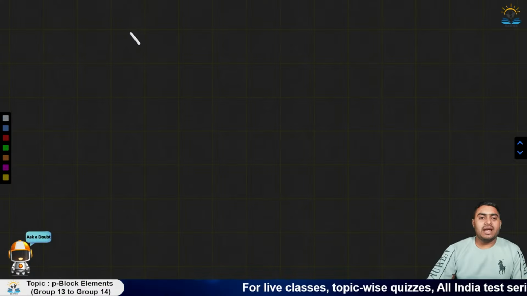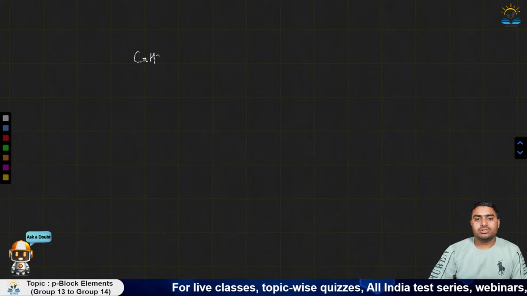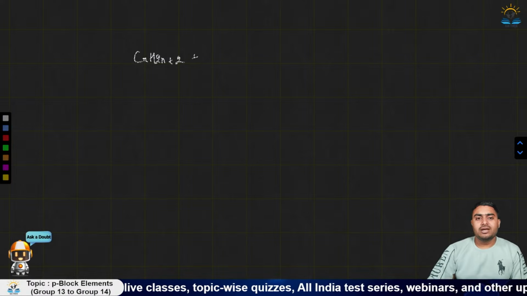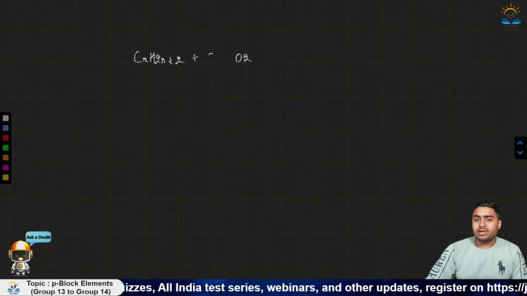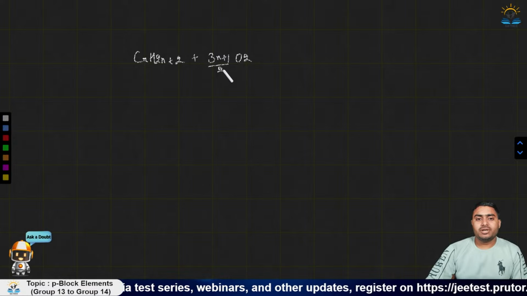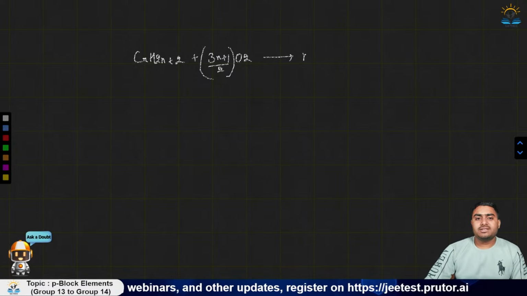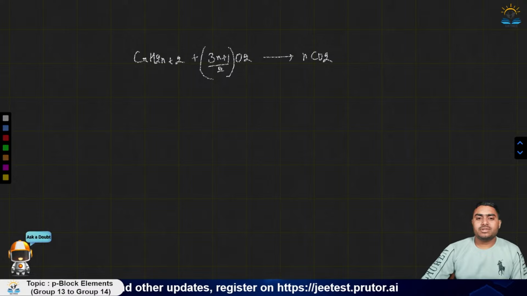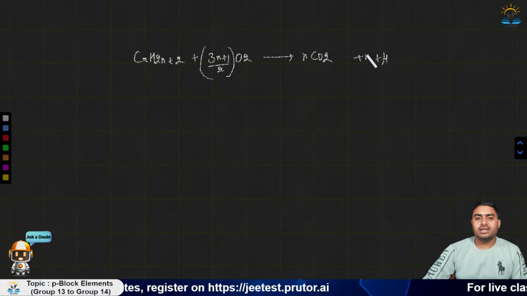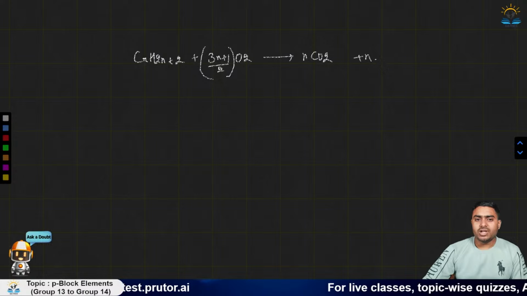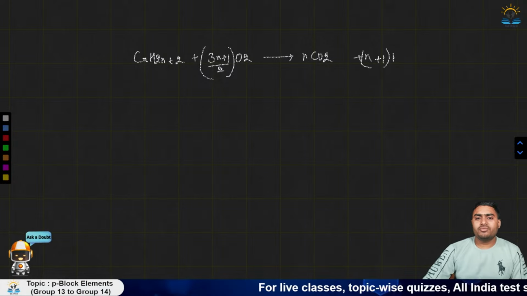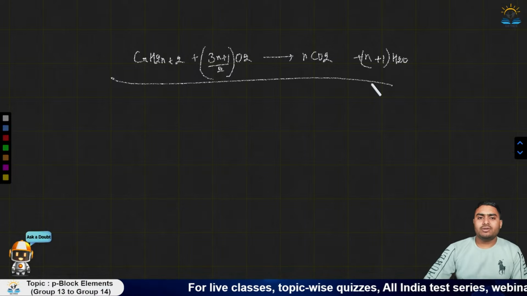Suppose you are burning a hydrocarbon which is an alkane. CnH2n+2 is an alkane, and it reacts with oxygen. What will be the balanced chemical equation? You can learn this: (3n+1)/2 O2. It will give nCO2 and (n+1)H2O plus heat. This is very interesting, and you have to learn these points.